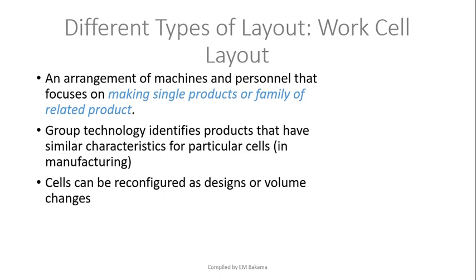But now in this layout, we have people manufacturing the same or similar product. They are working on a specific site, grouped together, in short. It groups technologically, identifying products that have similar characteristics for a particular cell, and cells can be reconfigured as volume and demand change. In short, you'll find a section for people that are manufacturing the same product or products that are similar.